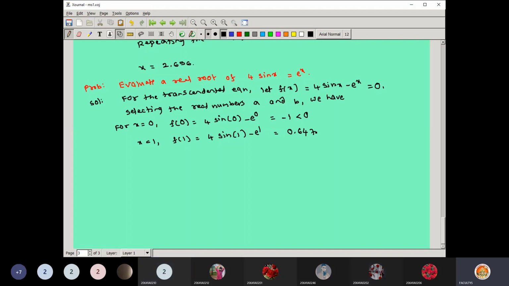Whenever you are using trigonometric functions, the calculator must be in radians only. Only then you will get the correct answer. Otherwise the whole answer will be wrong. Have you got 0.647 as the final answer? Try 4 sin 1 minus e power 1. So this is greater than 0. If you do not change the mode, your answer will be completely wrong.